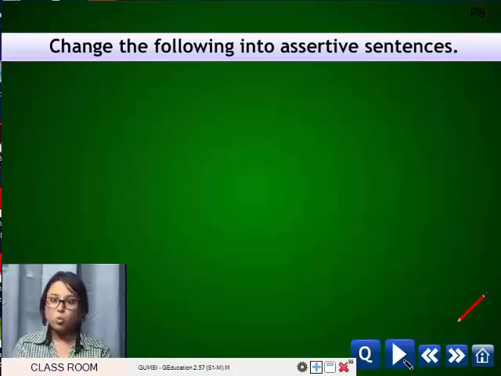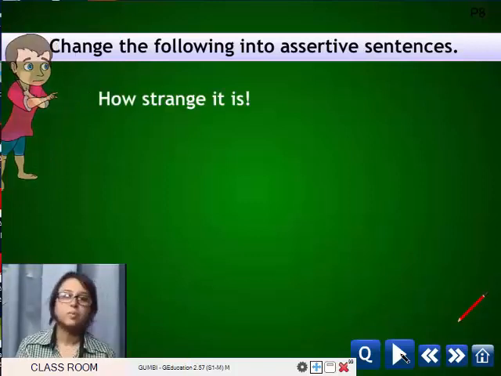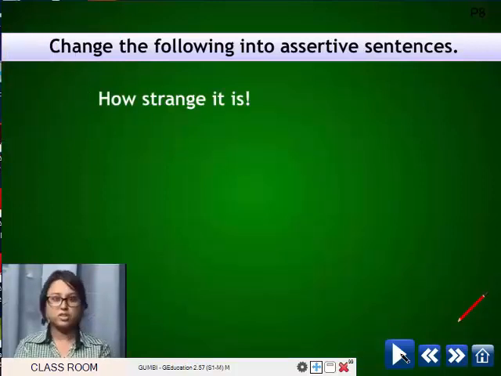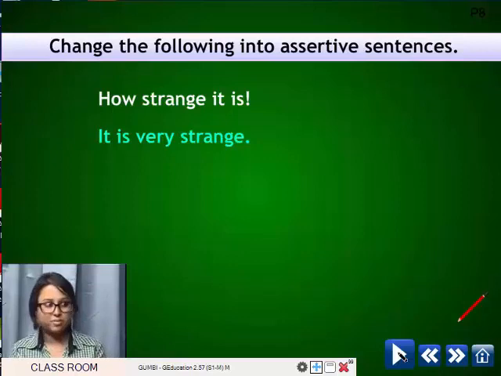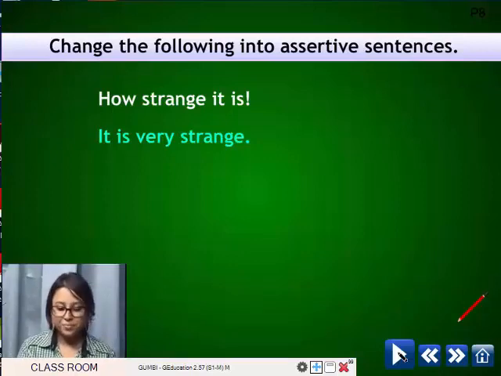Now you've learnt what exclamatory and assertive sentences mean. We will see how to change exclamatory sentences into assertive sentences. How strange it is. It is very strange. A statement. Okay?